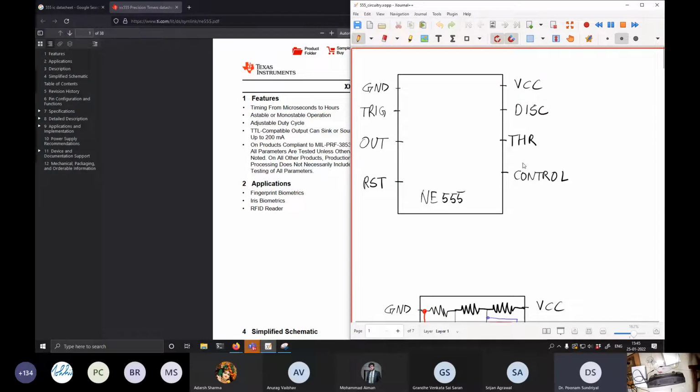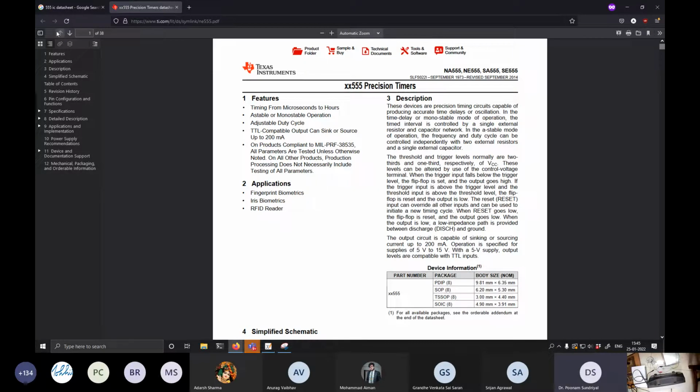So I've already created a file because this does take a bit of drawing to do it. So let's first look at the data sheet. Okay, let's first take a look at the data sheet.